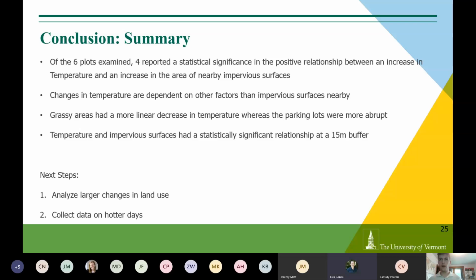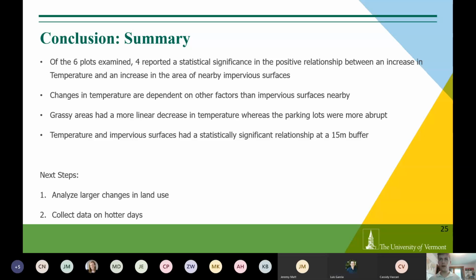So to conclude, in summary, of the 6 plots examined, 4 reported a statistical significance in the positive relationship between an increase in temperature and an increase in the area of nearby impervious surfaces. Changes in temperature are dependent on other factors, more than just the impervious surfaces nearby, which we saw with the tree cover in the mobile testing. Grassy areas had a more linear decrease in temperature, whereas parking lots decreased very quickly.